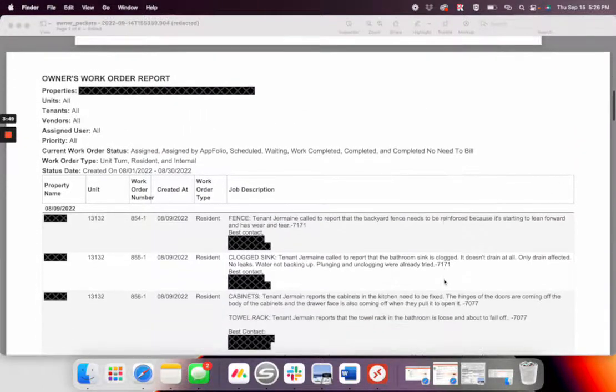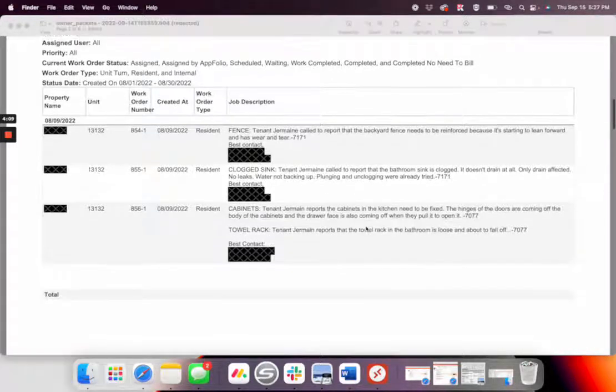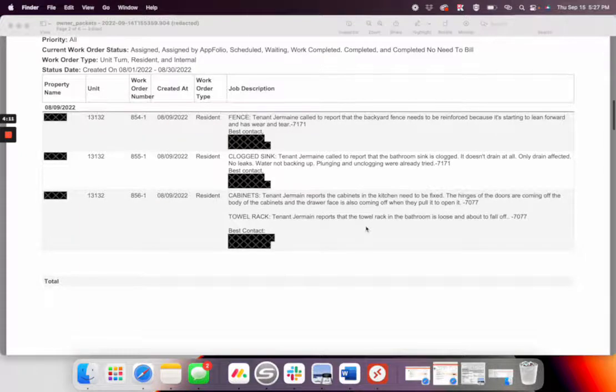The next thing you'll see here, this report is called the Owner's Work Order Report, and this is going to be any work orders that came in during the month or during the time period specified on the owner statement. So regardless of whether or not the work has been completed or is pending, they will all be detailed here so that you've got the information about what has come in during that month.